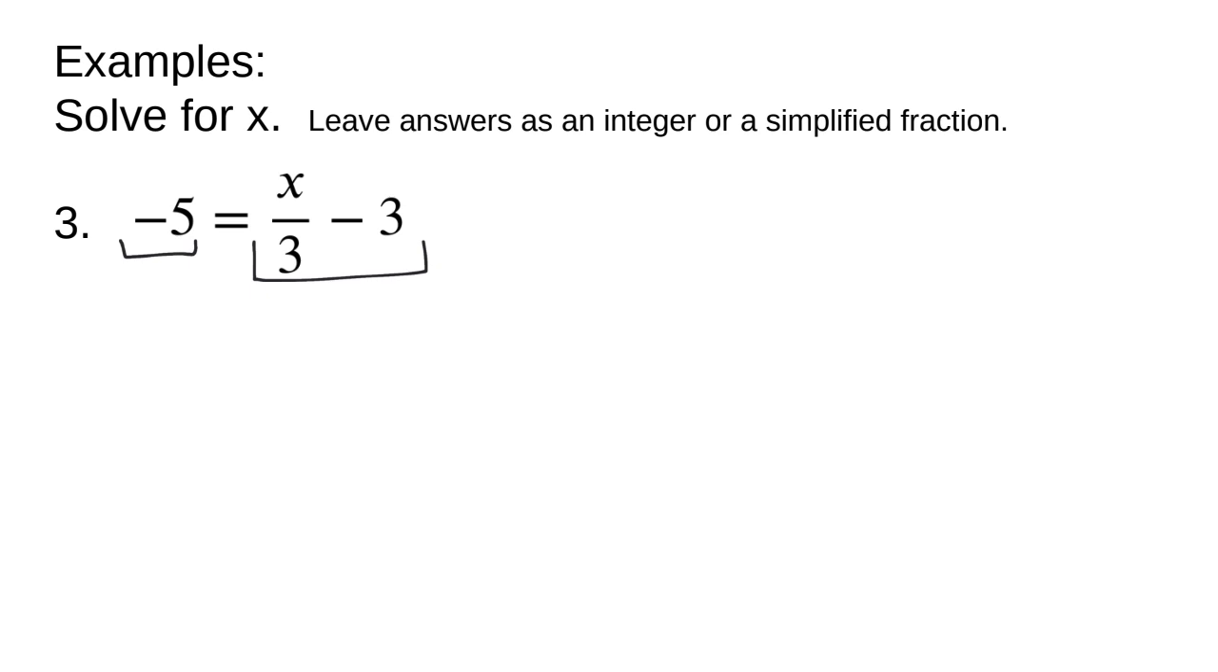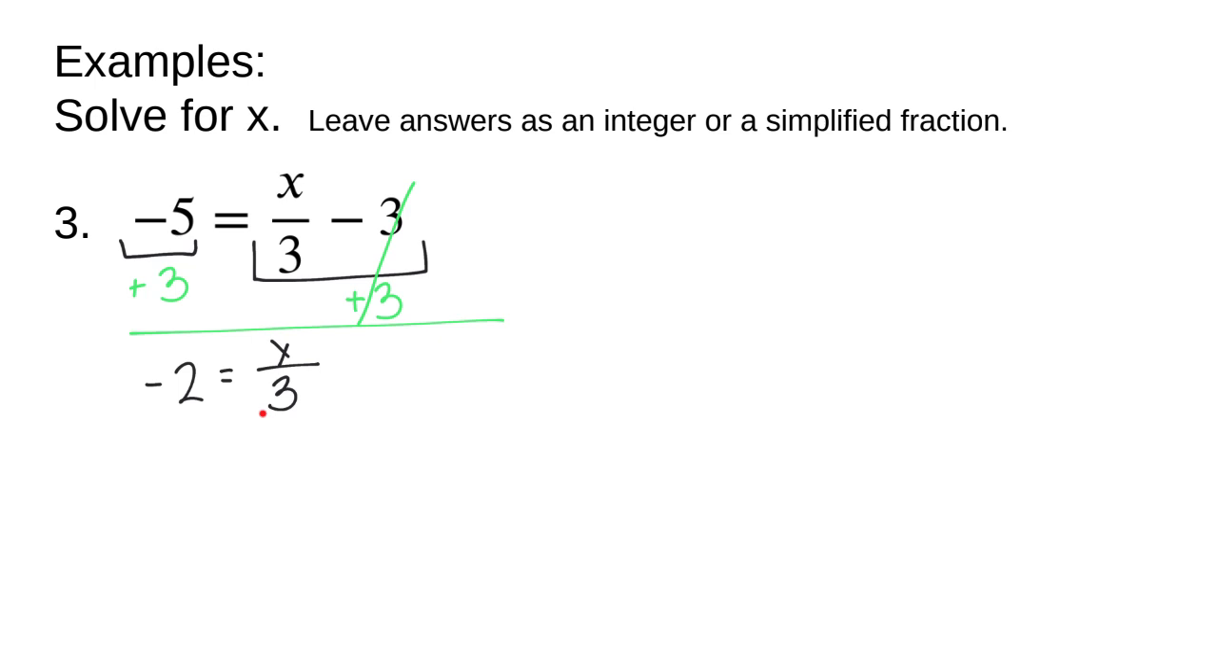Remember, the first thing we do is move using add and subtract. Since there is a minus 3 over there, we move it to the other side of the equal sign by doing the opposite of minus 3, which would be plus 3. And what you do to one side, you have to do to the other. Negative 3 plus 3 is 0, so those are going to cancel out. Negative 5 plus 3 is negative 2, and I still have x over 3.